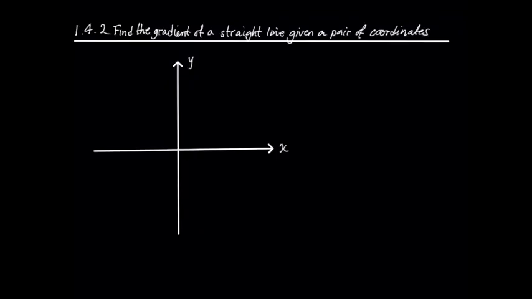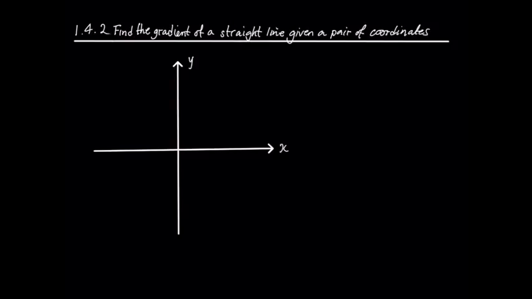In the previous part of the lecture, we had a look at two different representations for the equation of a straight line, including the gradient-intercept form, y equals mx plus c. Following on from that, we'll have a look at the gradient in a bit more detail, and we'll try to find the gradient of a straight line given a pair of coordinates.